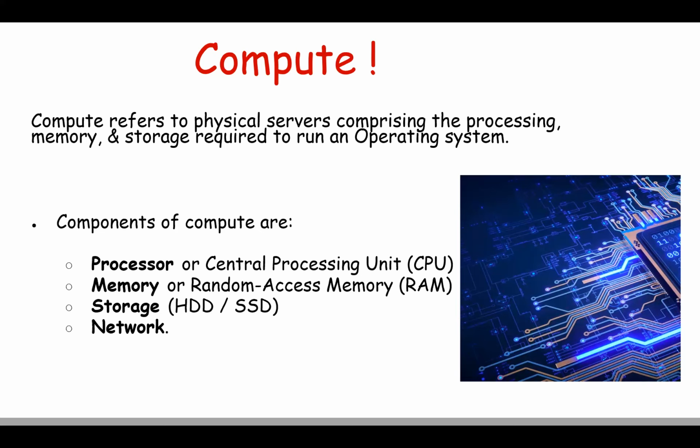So compute refers to physical servers comprising the processing, memory, and storage required to run an operating system. See, a computer has basic things: one is a CPU, another is memory, which is also called RAM, and the third part is storage. These are the three important things required for creation of a computer, and the fourth one is networking. Without networking, you cannot communicate with the internet.